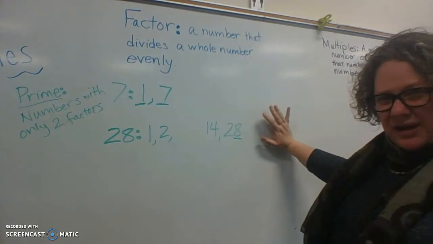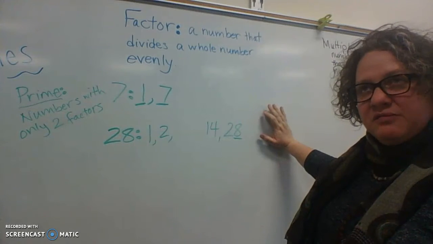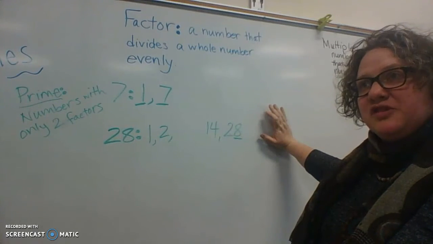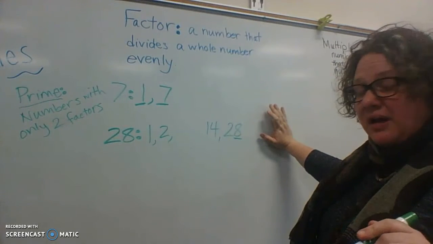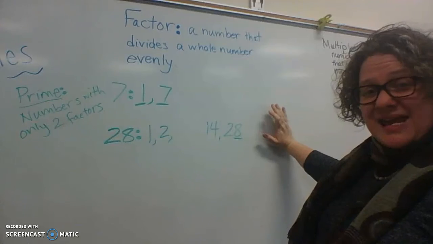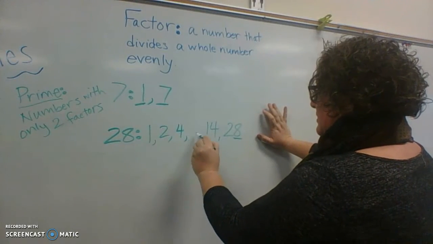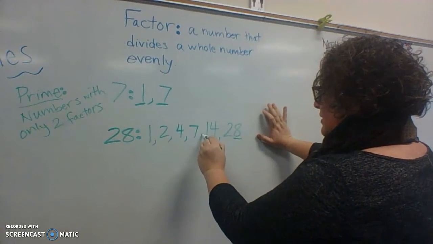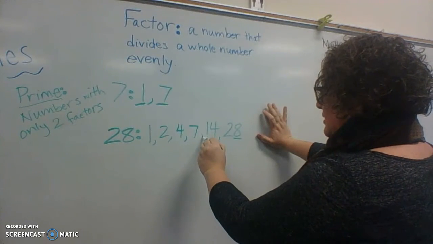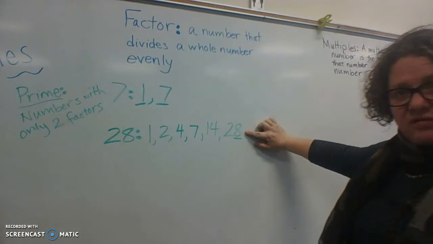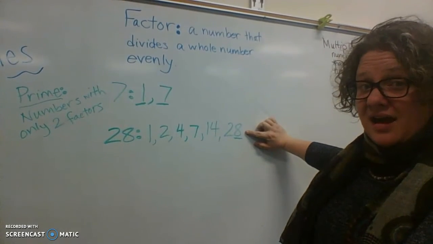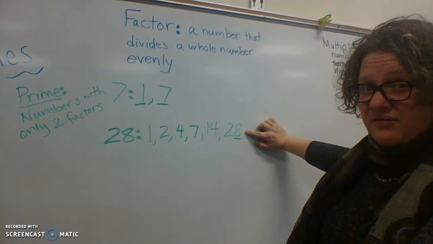Does 3 go into 28? No, because 3 times 9 is 27, so that wouldn't work. Does 4 go into 28? Yeah, 4 times 7 equals 28. And 8 does not go into 28. 9, no, because 9 times 3 is 27.